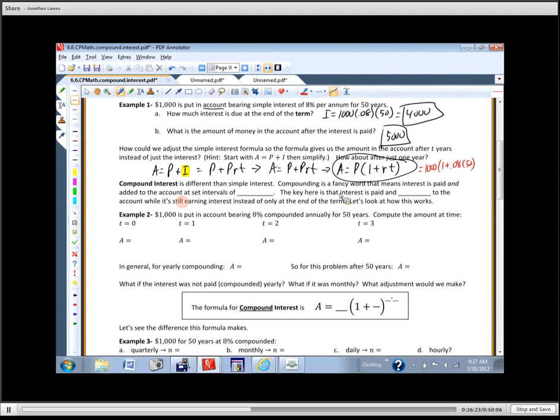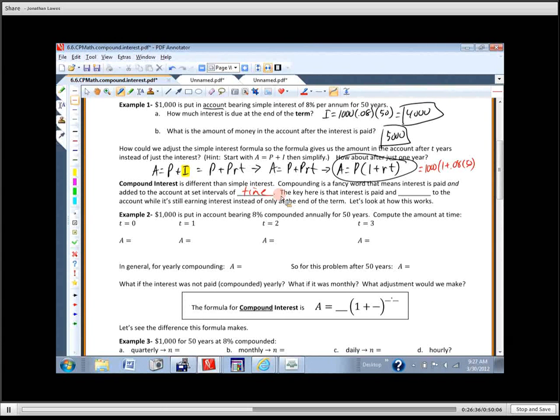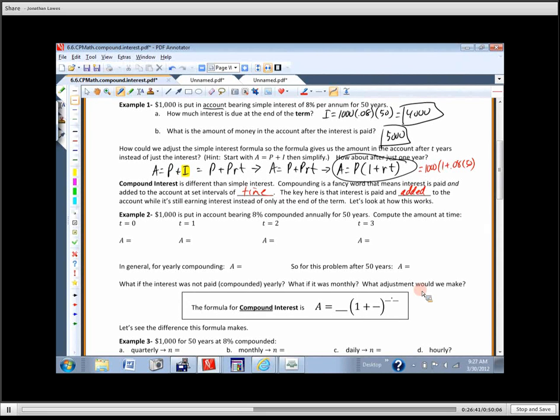Compounding is a fancy word meaning that interest is paid and added to the account at set intervals of time. The key here, which makes a gigantic difference, is that interest is paid and added to the account while it's still earning interest. So if we put $1,000 in there, rather than it just sitting there for 50 years with no interest added, they're going to add interest to the account every couple of months, every year, or whatever it happens to be.